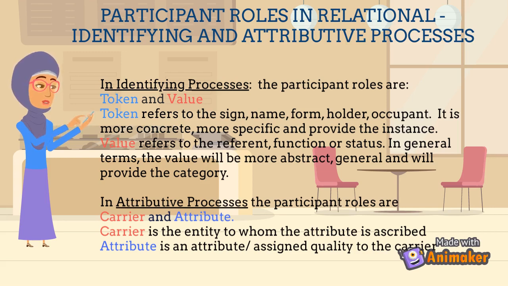In attributive processes, the participant roles are carrier and attribute. Carrier is the entity to whom the attribute is ascribed. Attribute is an assigned quality to the carrier.